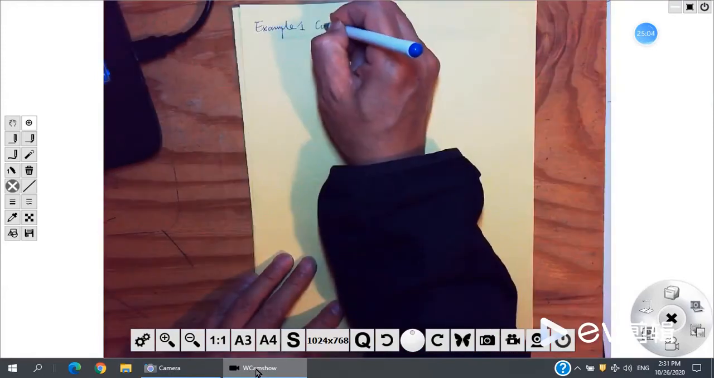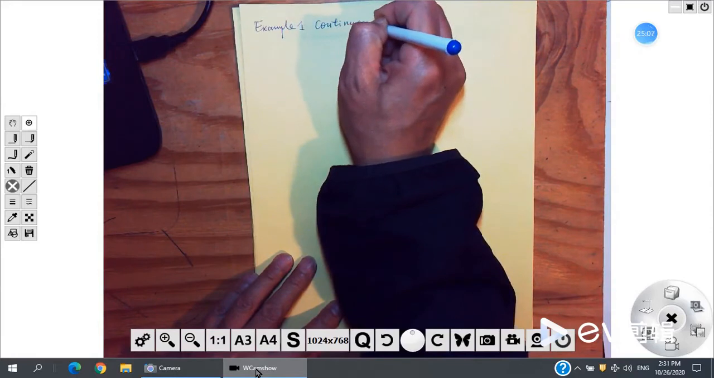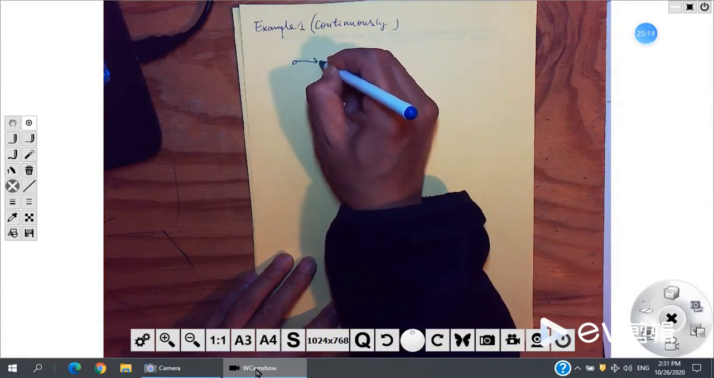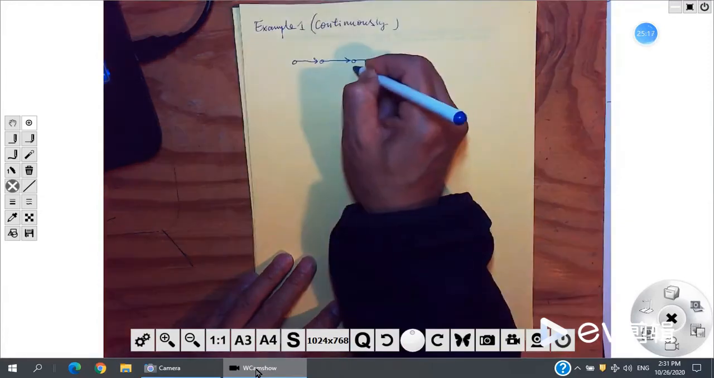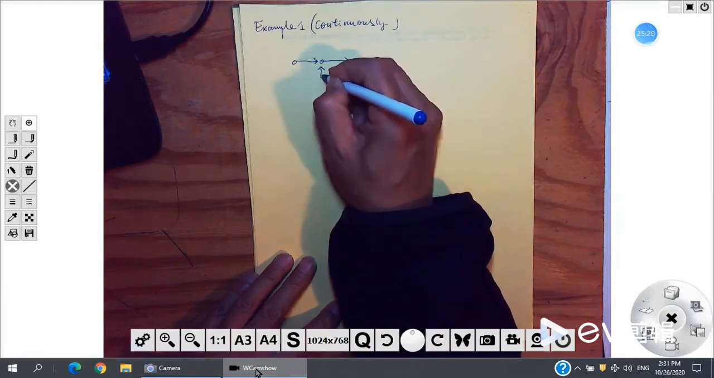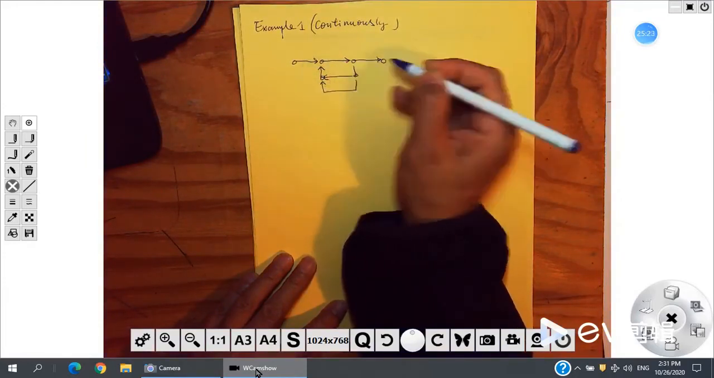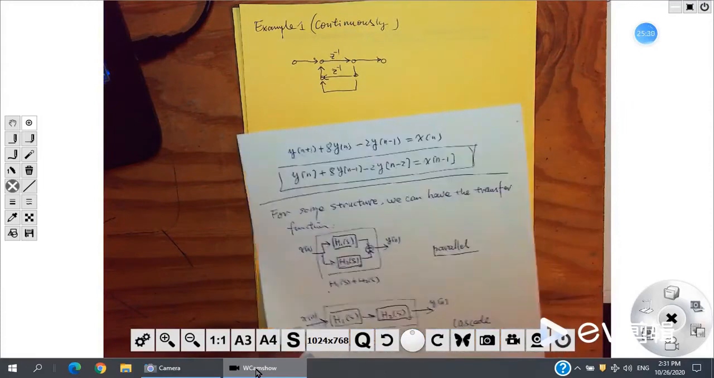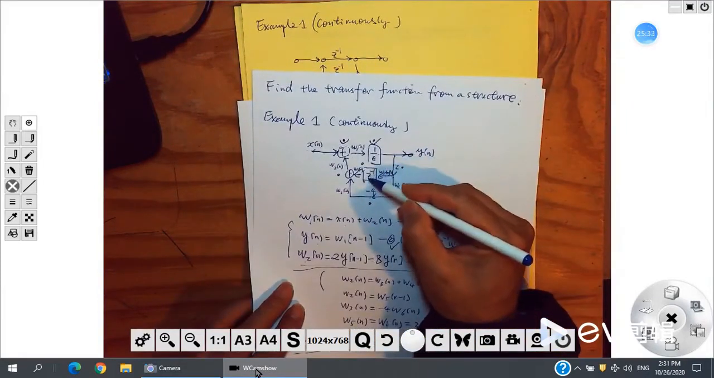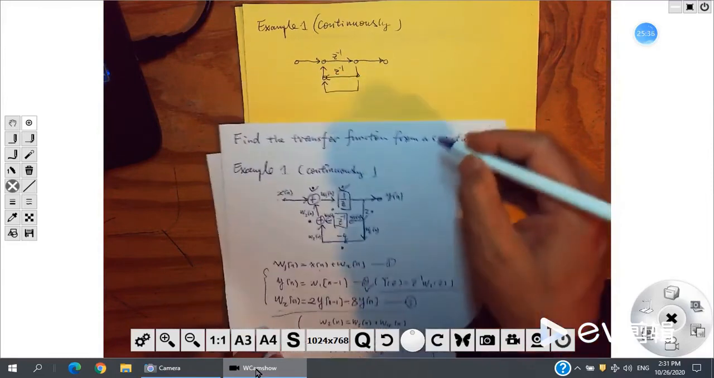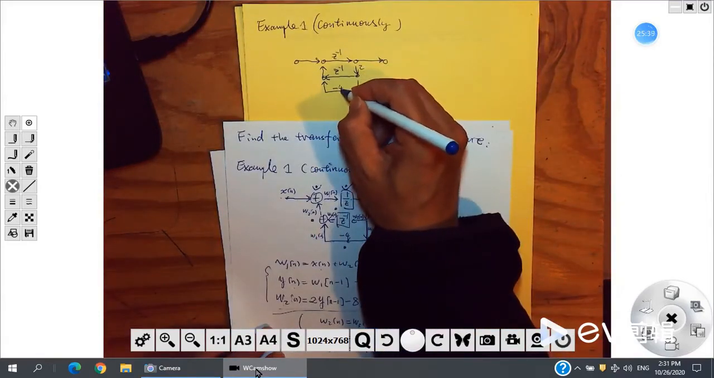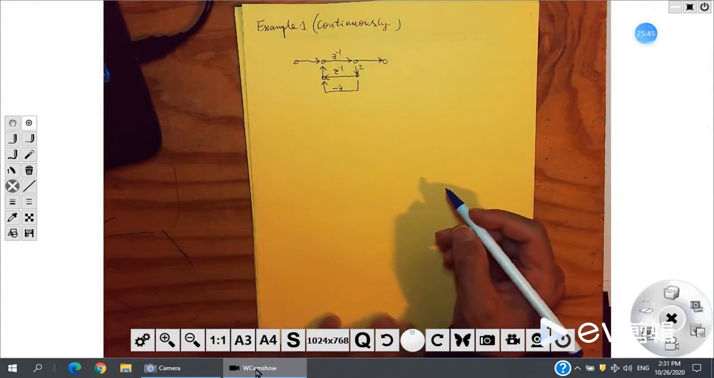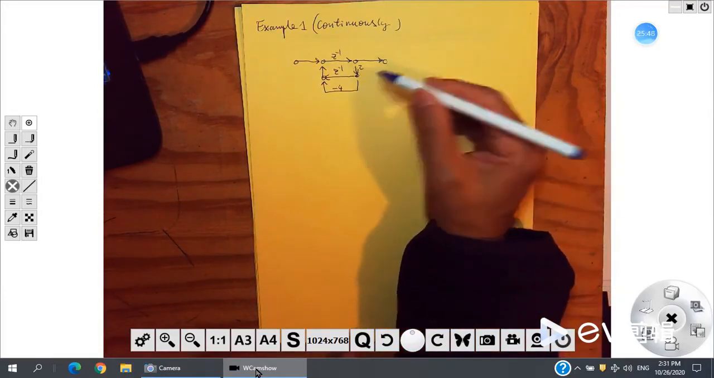Example 1 continuously. Okay, I use signal flow to give the graph. Okay, this is z to -1, z to -1, and z to -1, z to -1, and here I have 2 and -4. Here's a 2, here's a -4. Now we can also just consider it a kind of connection. We have several pieces, connect them together.